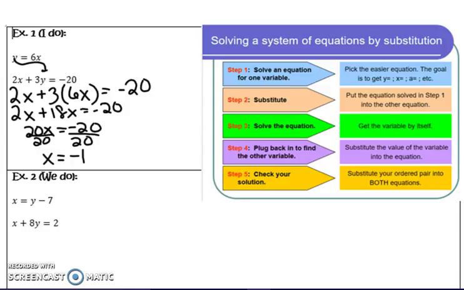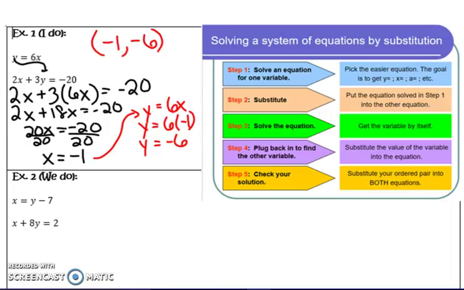Now, from here, it does not matter which equation you plug it back into. My suggestion would be, if we're solving for y, use the y equals equation. So y equals 6x. We know x is equal to negative 1, so y is going to equal negative 6. Now that I have my x and y, my final point becomes negative 1, negative 6 as my answer. To check it, we can also plug it into our second equation and make sure it works. 2 times negative 1 is negative 2. 3 times negative 6 is negative 18. And negative 2 plus negative 18 equals negative 20. So it does work.